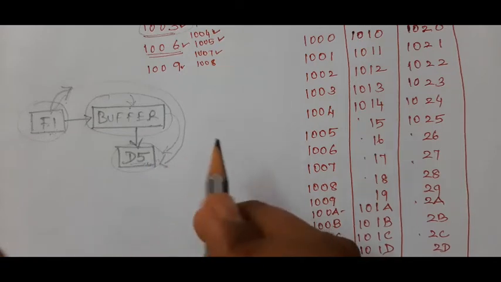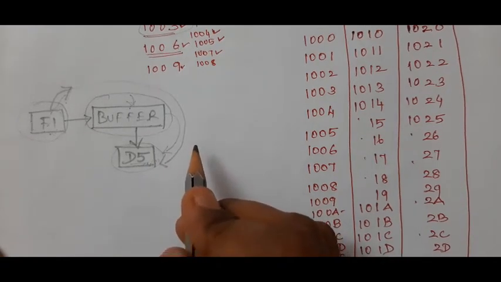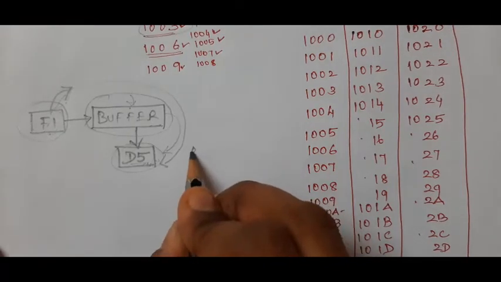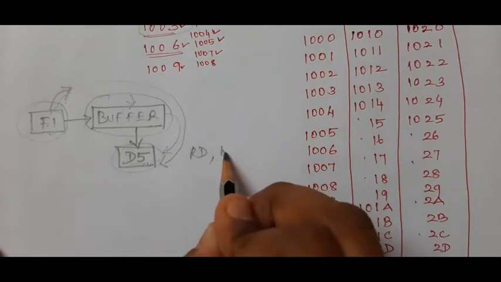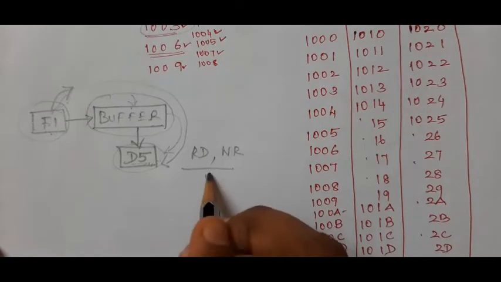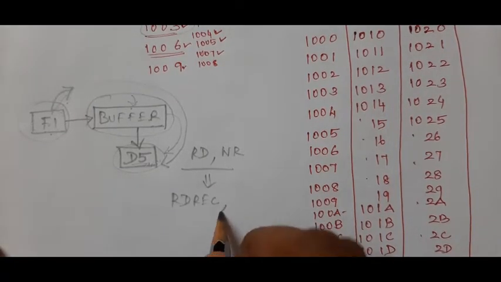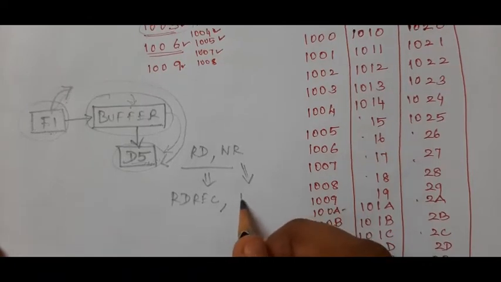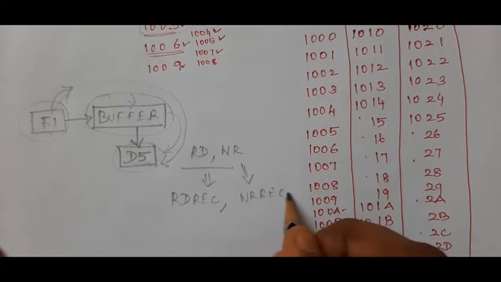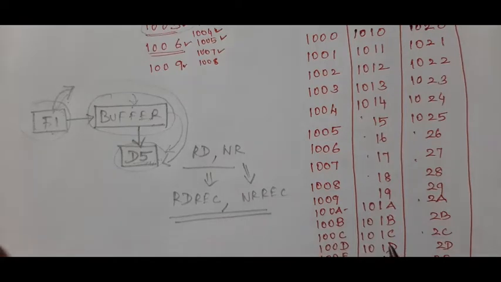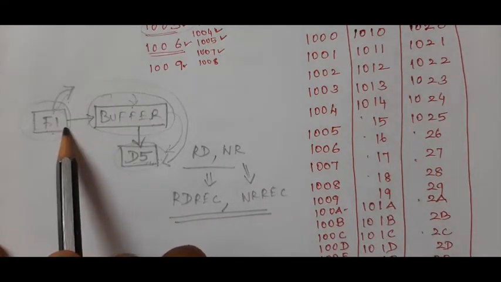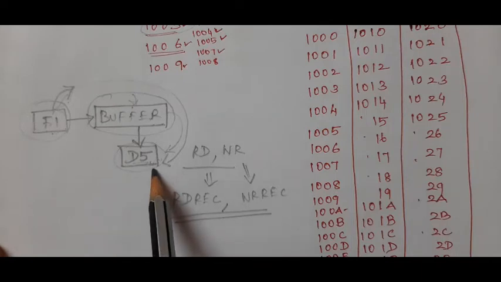For reading and writing, we have two functions: a read function and a write function. We call them read rec, which means read record, and write rec, which means write record. These are the two functions we use to read the data from F1 and write the data to the D5 device.